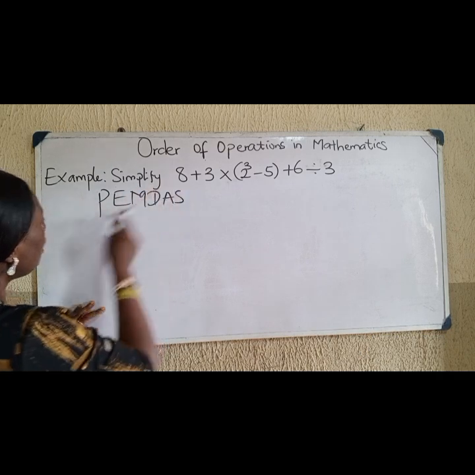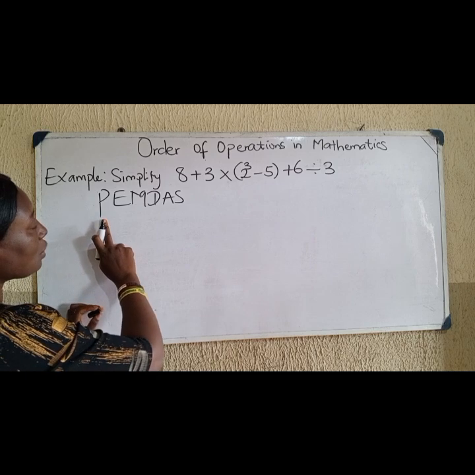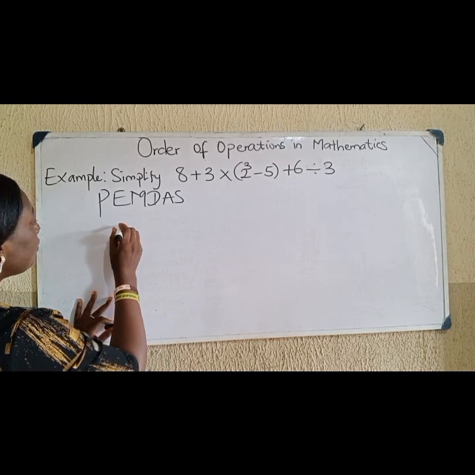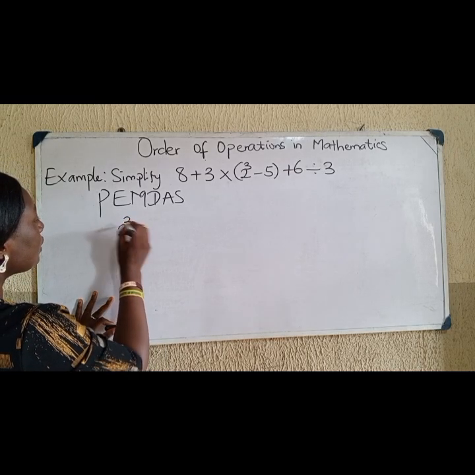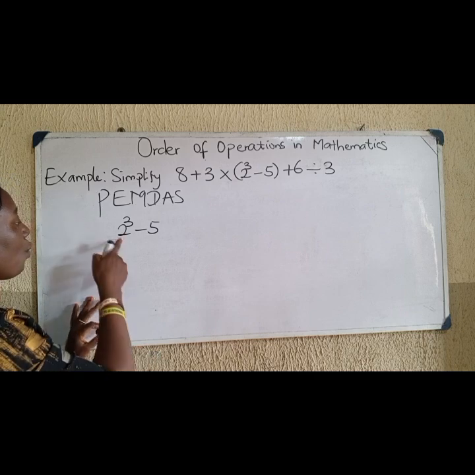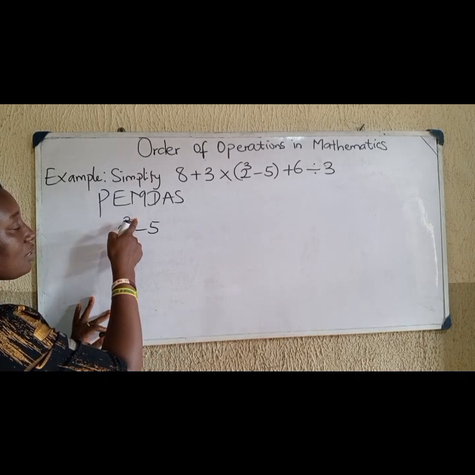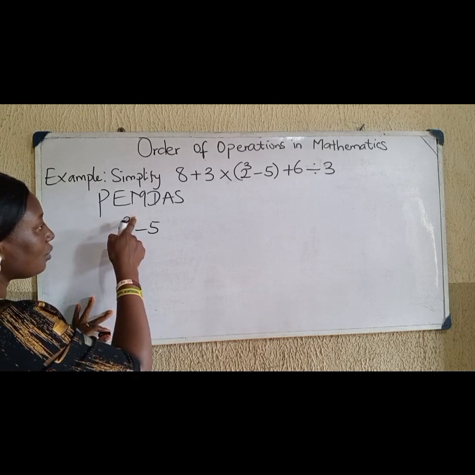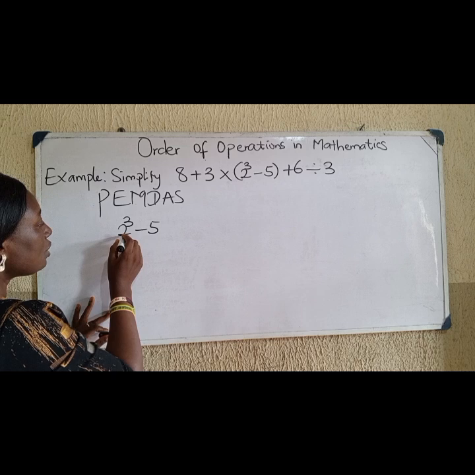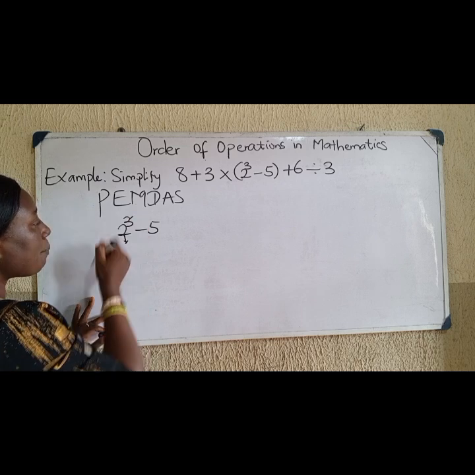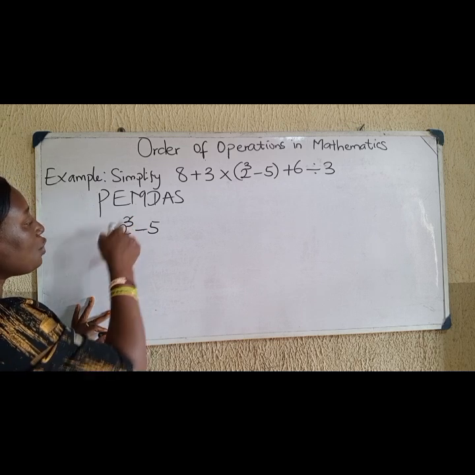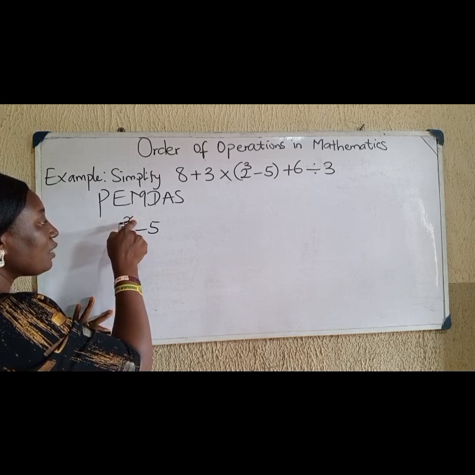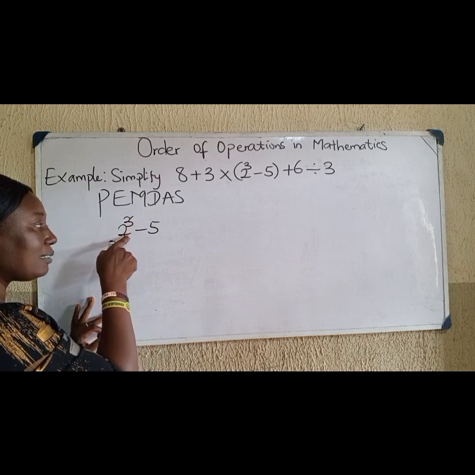PEMDAS, you can see that P stands for what? Parenthesis or bracket. And I have a bracket in this expression now, so I have to solve it first. This is 2 raised to power 3 minus 5. And what is 2 raised to power 3? Some students make mistakes here. 2 raised to power 3 is not 2 times 3. No. In this place, 2 is the base and 3 is the power. This power is telling you how many times you are going to multiply this number 2.